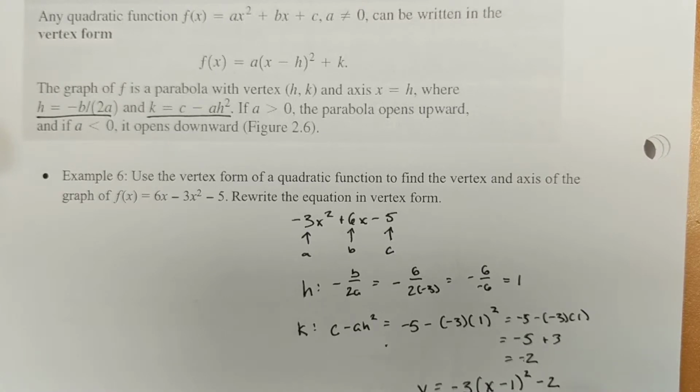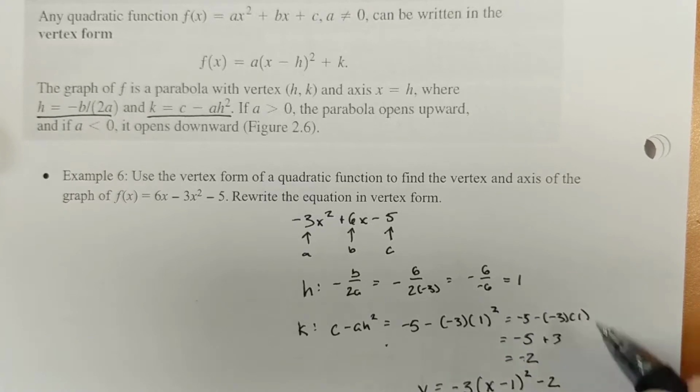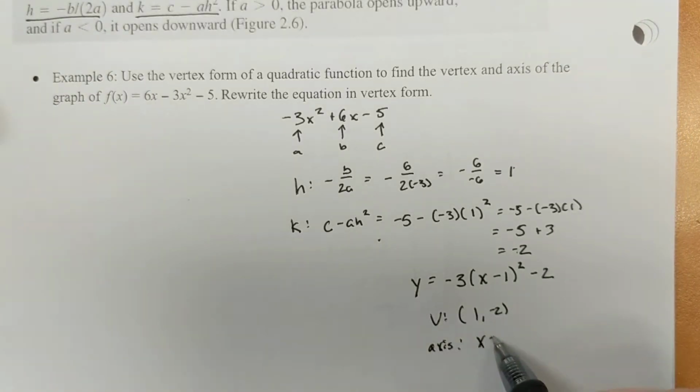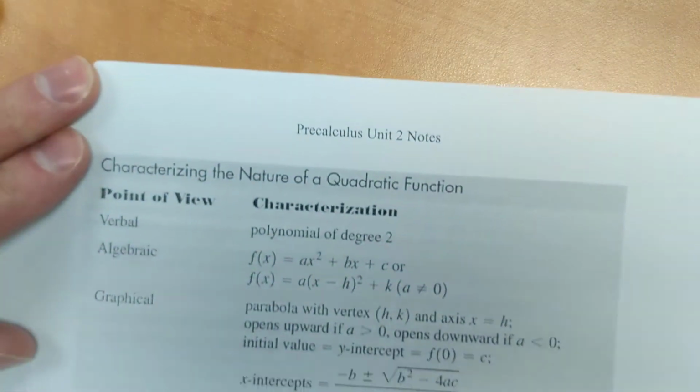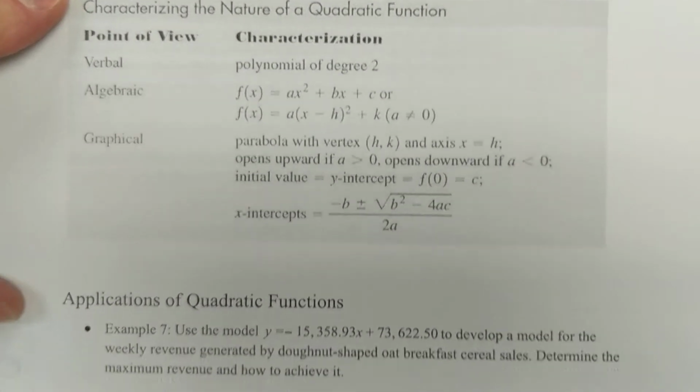So the vertex is always at h comma k, so 1 comma negative 2. The axis is always x equals whatever the x value is. So in this case, it's 1. Okay, so this just gives you the summary for a quadratic.